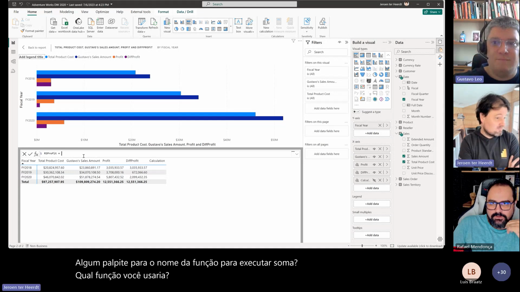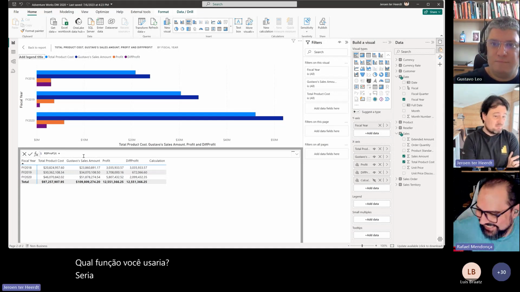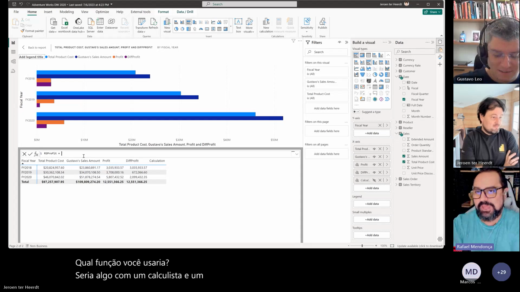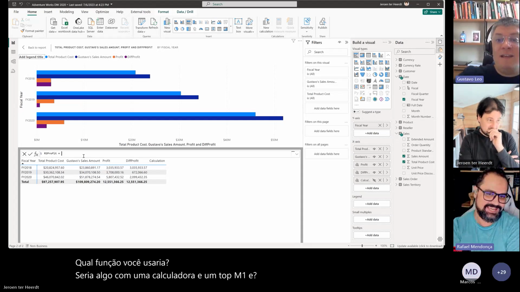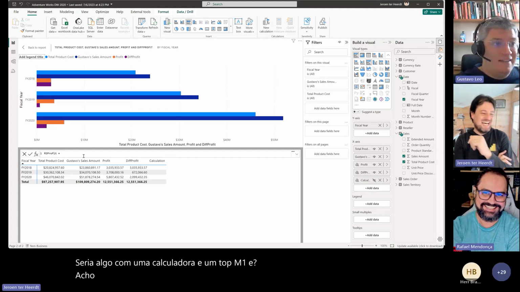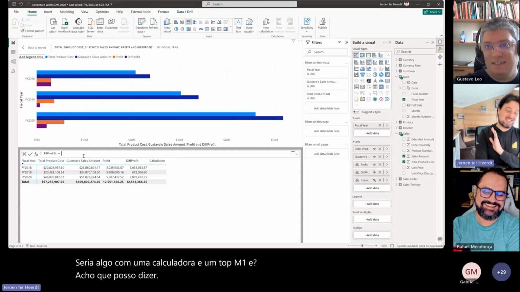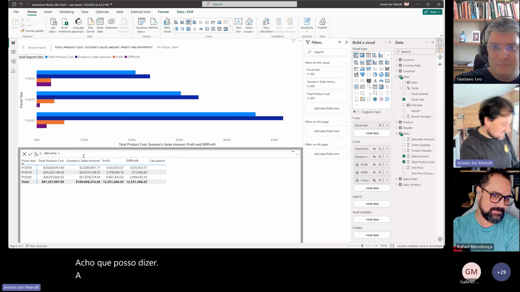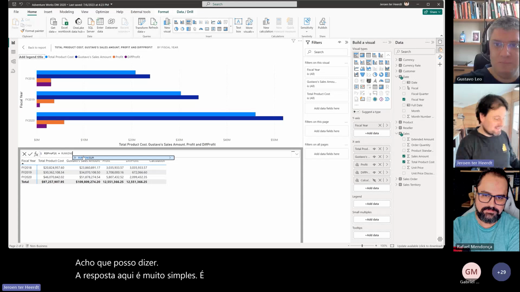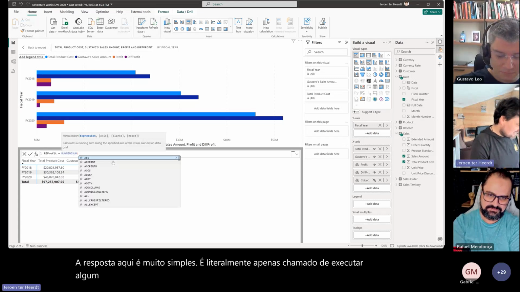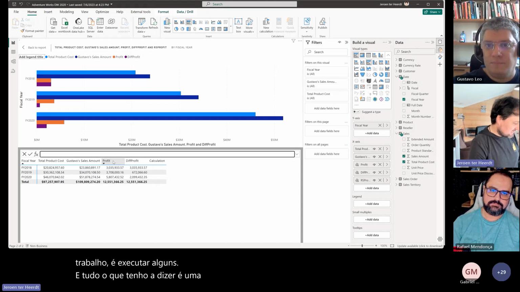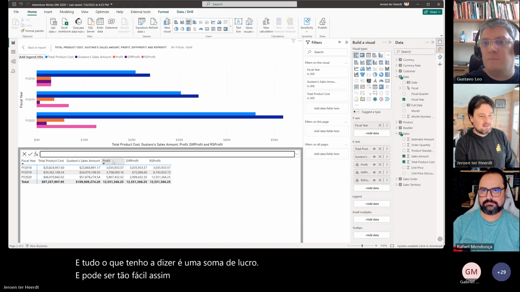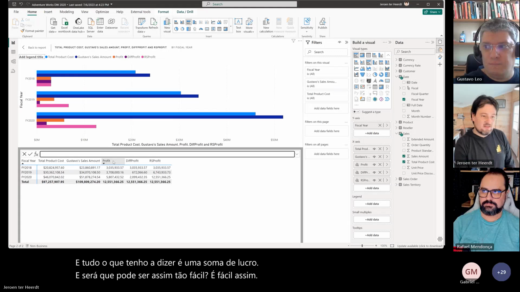Would it be something with a calculate and a top N? And it's some ranking you need to use, something like copy or rank it to. I think I might say it depends. Well, the answer here is very simple. It's literally just called running sum. Look, it's running sum, and all I have to say is running sum of profit. And could it be that easy? It is that easy. Now I have a running sum of profit.